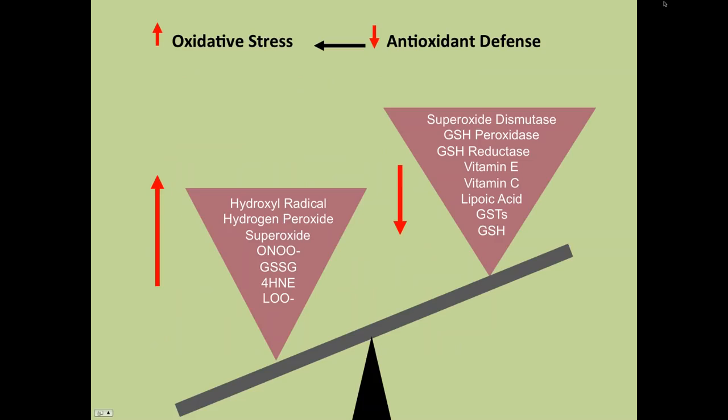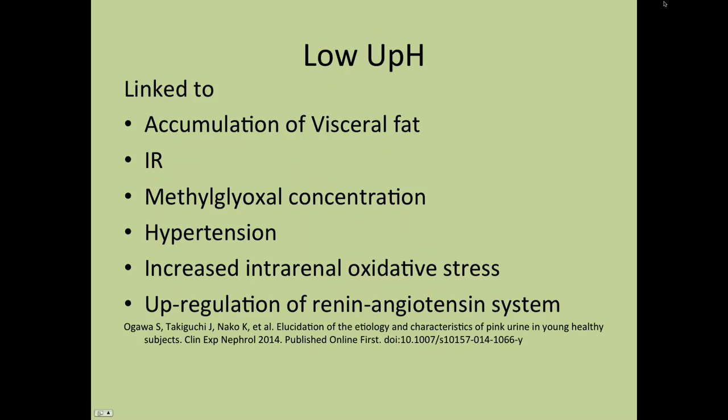And I know if you guys heard my kidney talk, I went through this already, so I'm not going to burden you a lot with this, but the bottom line is the more that we can neutralize our byproducts of oxidative forces going on in our body, the more we retard the damage that the tissues take on due to that oxidative stress. And low urine pH, once again, what's it linked to? Accumulation of visceral fat, insulin resistance, methylglyoxal concentration, which is an advanced glycation end product, hypertension, increased intrarenal oxidative stress, and then the upregulation of the renin-angiotensin system.